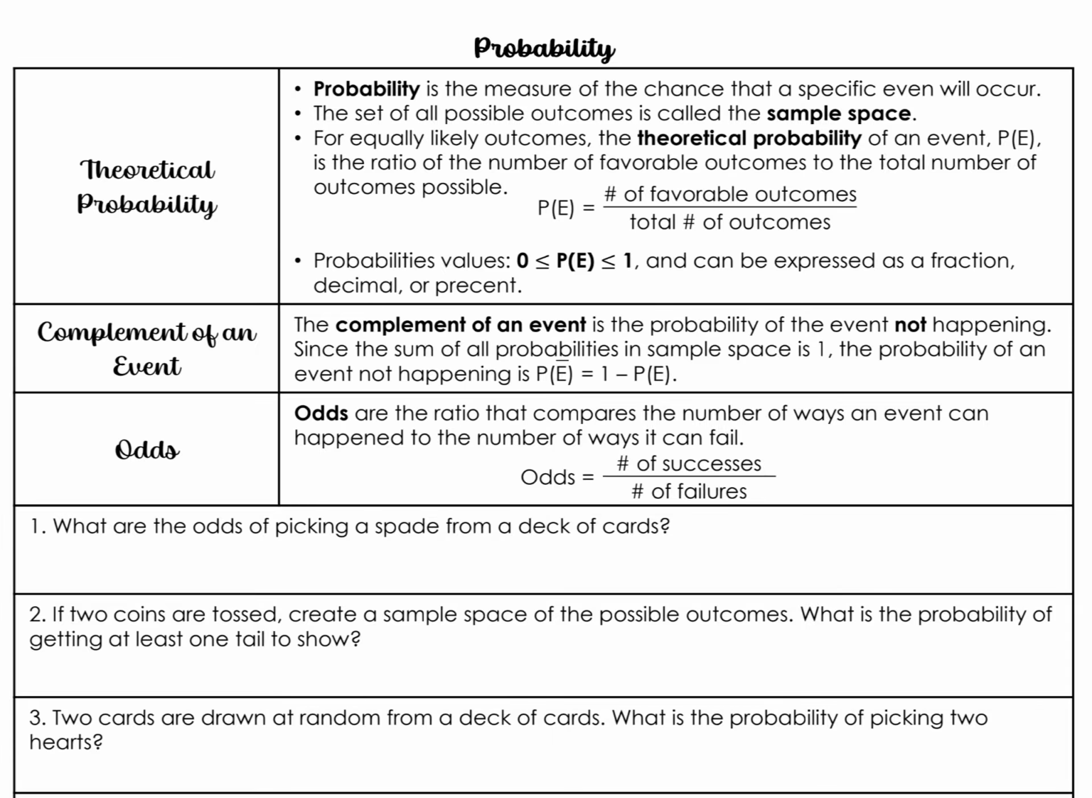So we're going to start off with theoretical probability. And this is going to be the probability that will measure the chance of a specific event will occur. So I do have a typo there. It's supposed to say event, not even. The set of all possible outcomes is what we call our sample space.